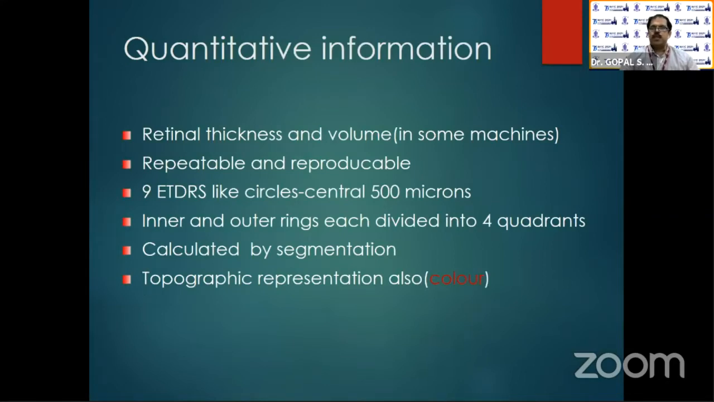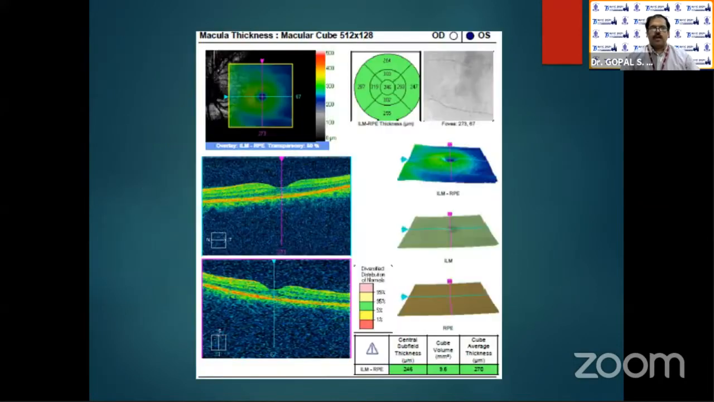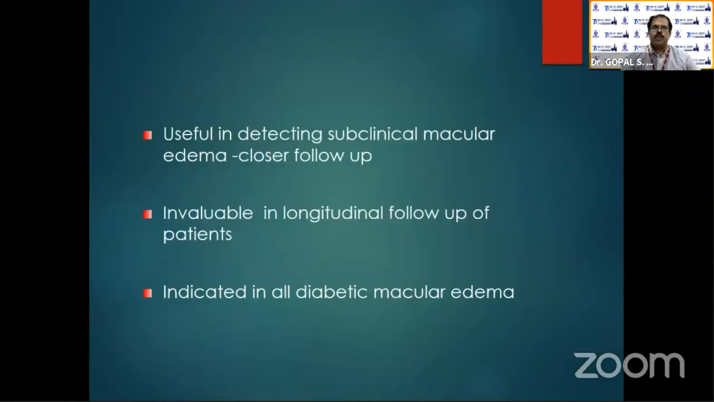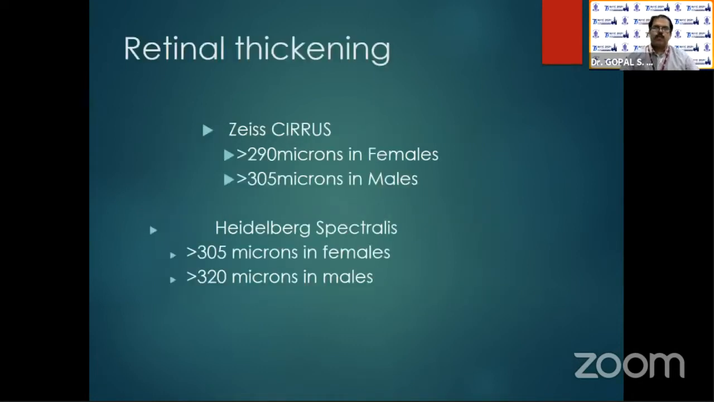First thing we will look at is quantitative information, right from retinal thickness and volume in many machines. It is repeatable, reproducible, and over different areas like ETDRS circles of 500 microns. There will be inner and outer rings, and it is always calculated by segmentation. This is a typical volumetric or quantitative measure, out of a Cirrus machine, and a very important thing is that it is useful in detecting subclinical macular edema for a close follow-up, invaluable in longitudinal follow-up of patients, and indicated in diabetic macular edema always.